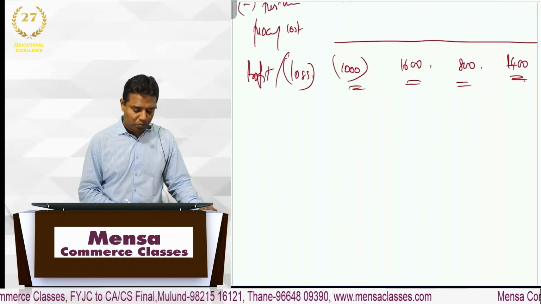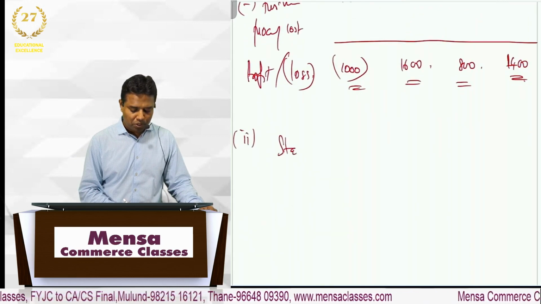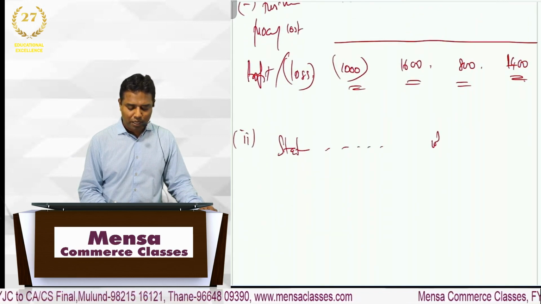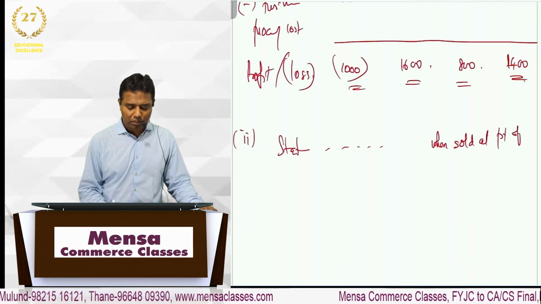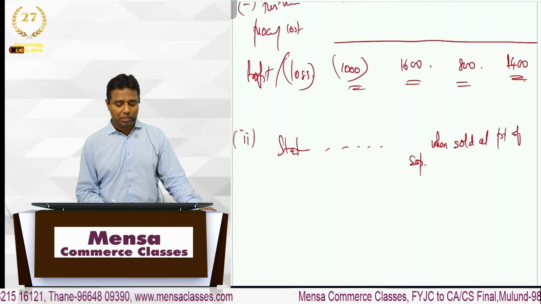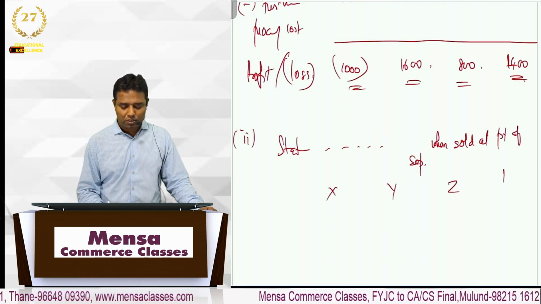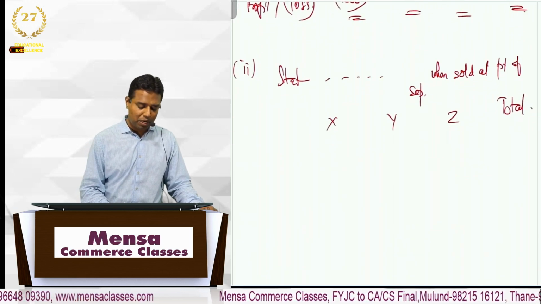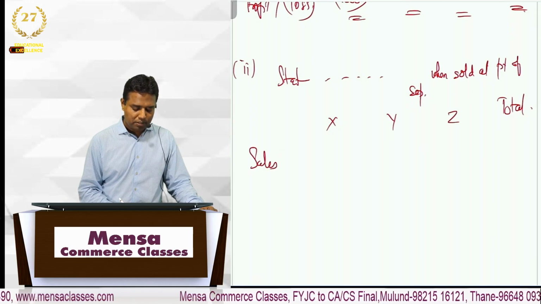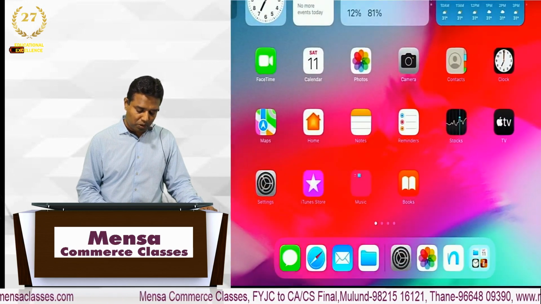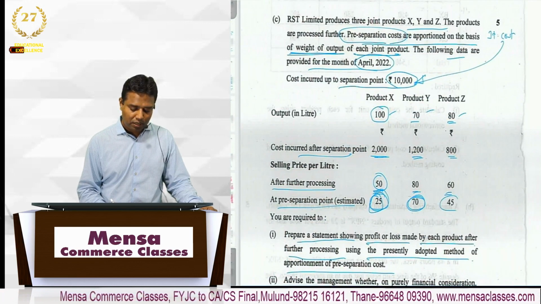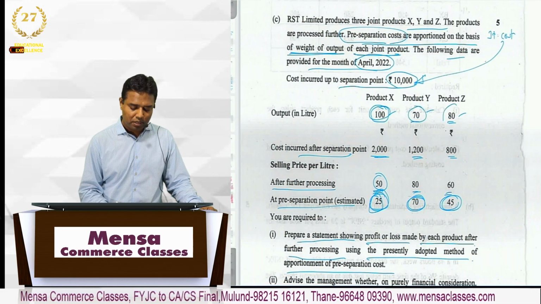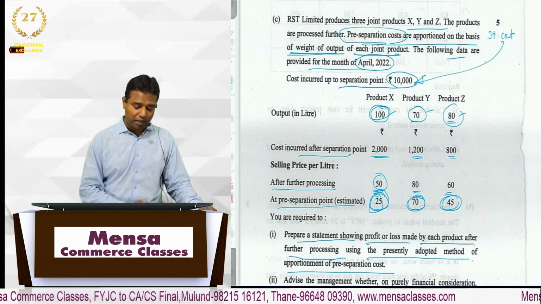This is sub question 1. Sub question 2, what do? Statement of profit loss when sold at point of separation. If I'm going to sell it at the point of separation, what is my profit or loss? I'll find out. Easy one. So sales. Now the selling prices will be lower. What price are we going to sell? 25, 70, 45. Same quantities, but 25, 70, 45.